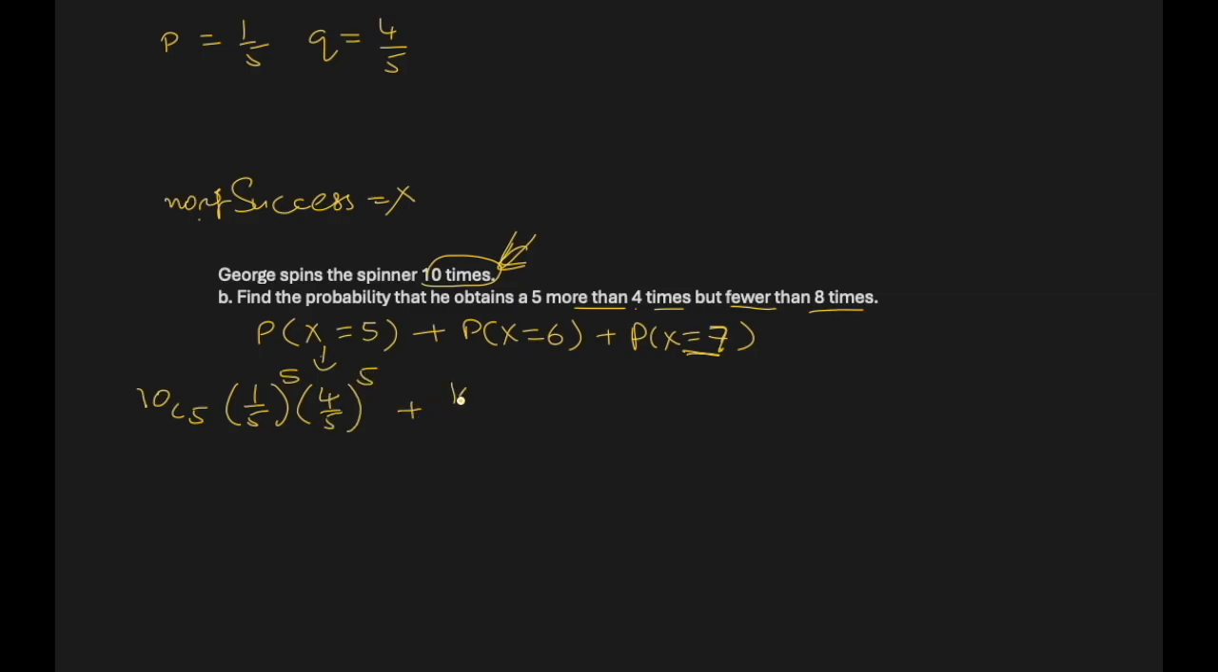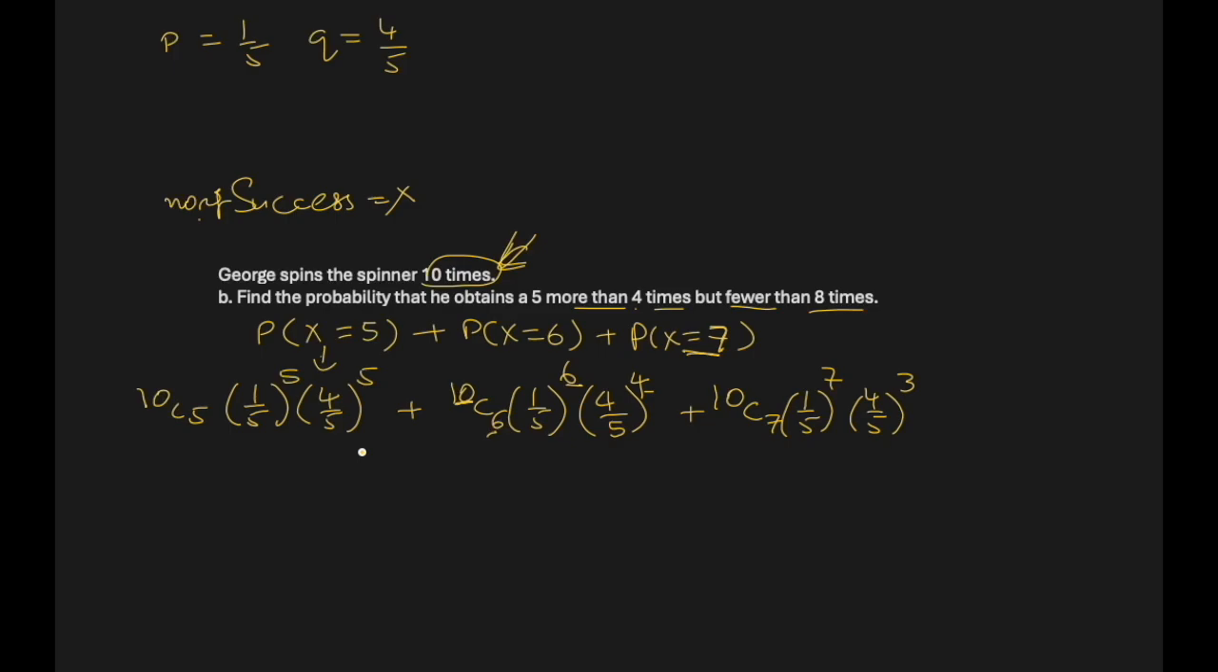Plus 10C6, 6 successes, and 4 failures. 6 plus 4 is 10. The sum of 6 and 4 must be equal to this number 10, and this number must match. Then 10C7. Now you guessed it right, (1/5) to the power 7, (4/5) to the power 3. Just put them separately in a calculator and you'll get it.